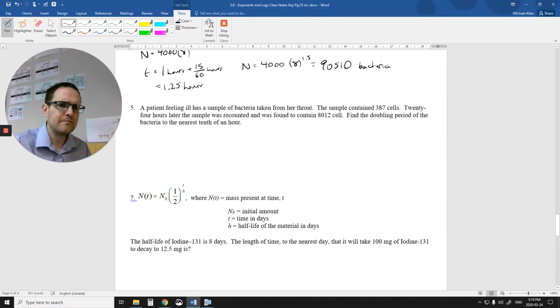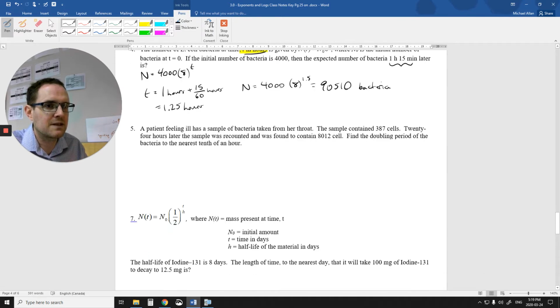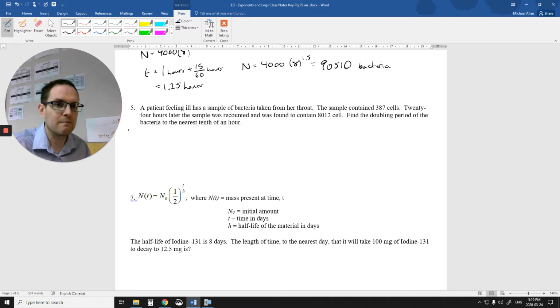Okay. Now, when they're solving these, that's the doubling period. What they're looking for in this case is that p on the bottom here. What is the time it takes to get the double amount? So obviously this is not double, right? So the doubling period's got to be a little bit different. Everything's going to be here in hours.